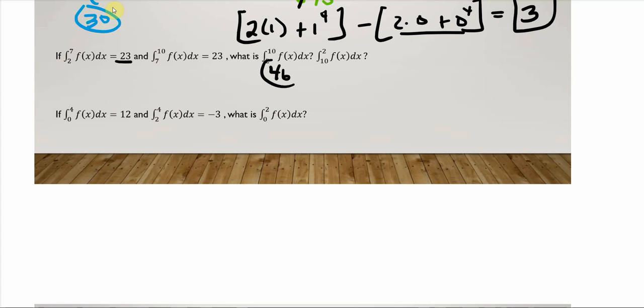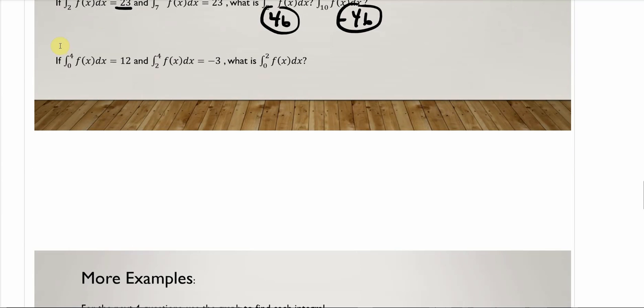The area from 2 to 10 will be 46. So this is 46. What is the integral from 10 to 2? Well, it's going to be negative 46. Remember, if I change the bounds, you just change the sign of your integral. Okay. Now here is the hardest one that students have trouble with, right?